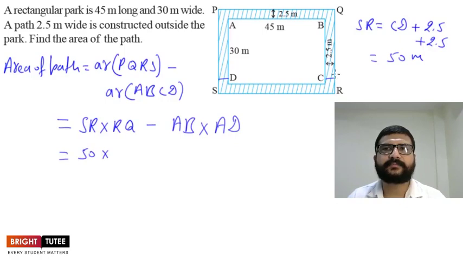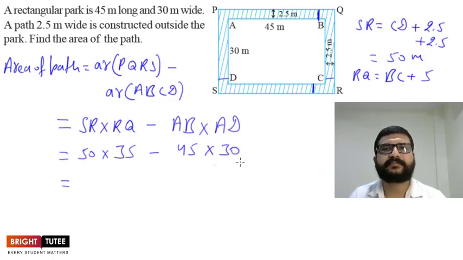Now what is RQ? Here BC is 30 meters and this is 2.5, and here also it is 2.5. So RQ is equal to BC plus 2.5 plus 2.5, that is 5. Now BC is 30, so RQ will be 35. So SR into RQ means 50 into 35 minus AB into AD, and AB is 45 into AD, which is 30. Now we just have to simplify it and get the answer from here.